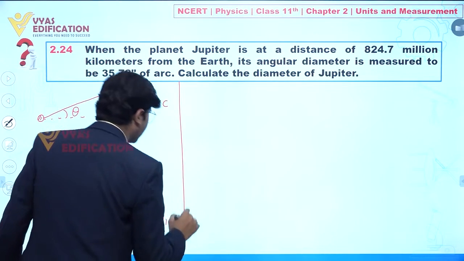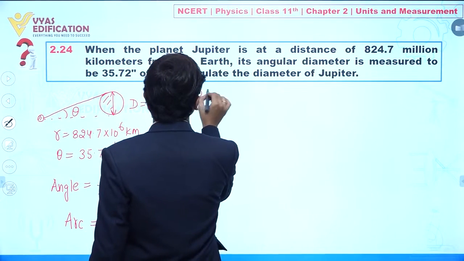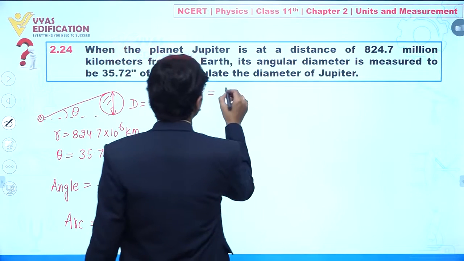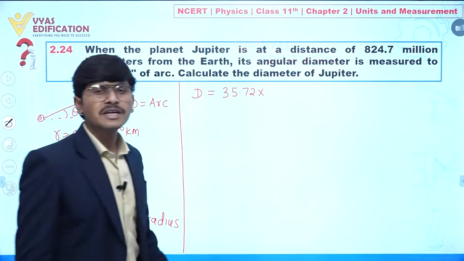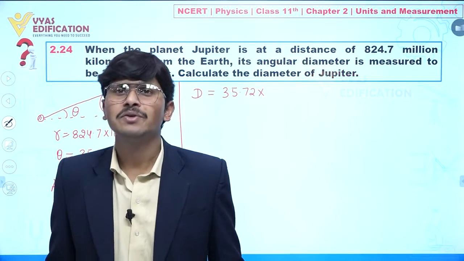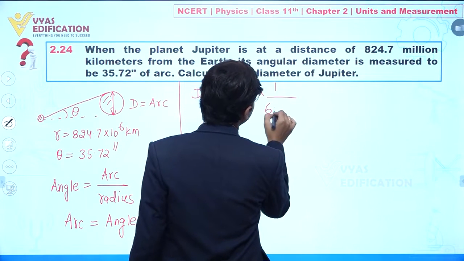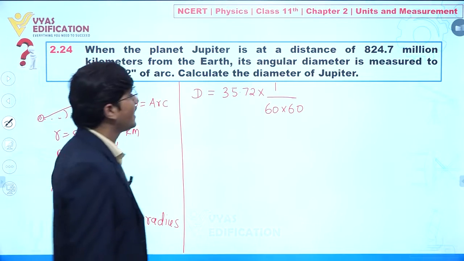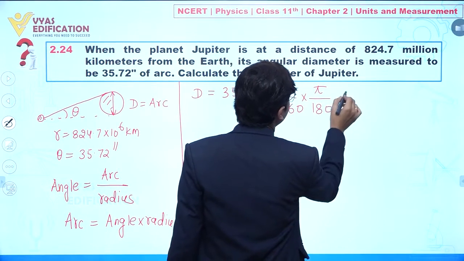So now we can write like this, this arc means we can say this is diameter of Jupiter and this is given by angle, which is given to you 35.72 second, clear? So first we convert this angle into degree. How can we convert? So first if we divide with 60 into 60, it is converted into degree, clear, and if we multiply it with pi by 180, now it is converted into radian, clear.